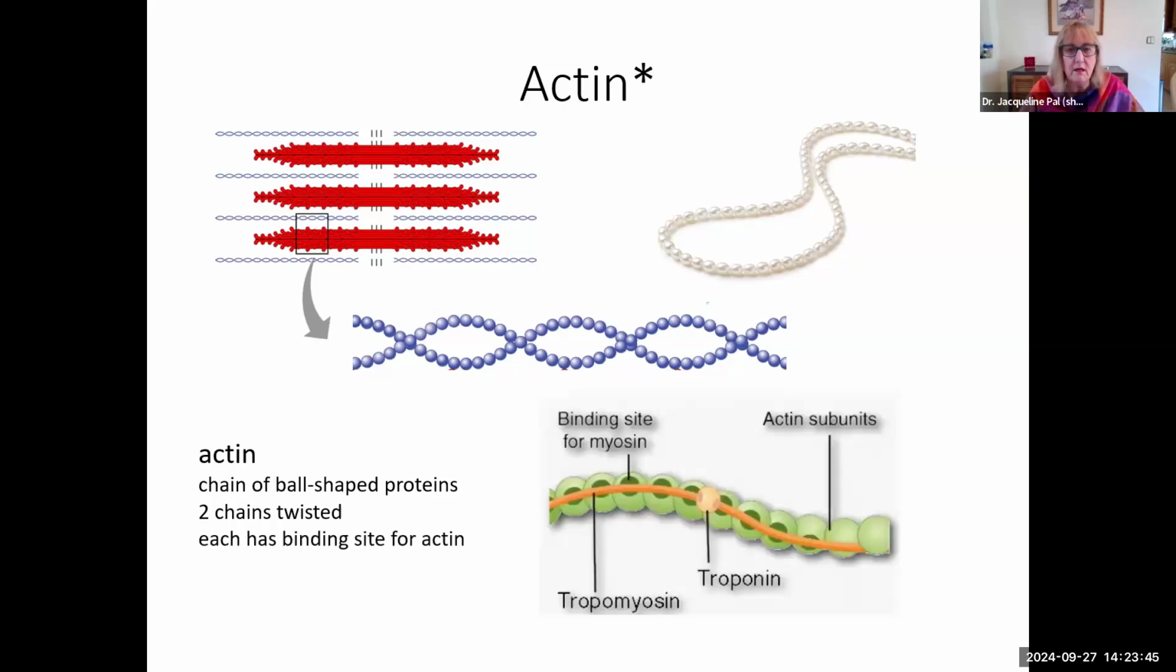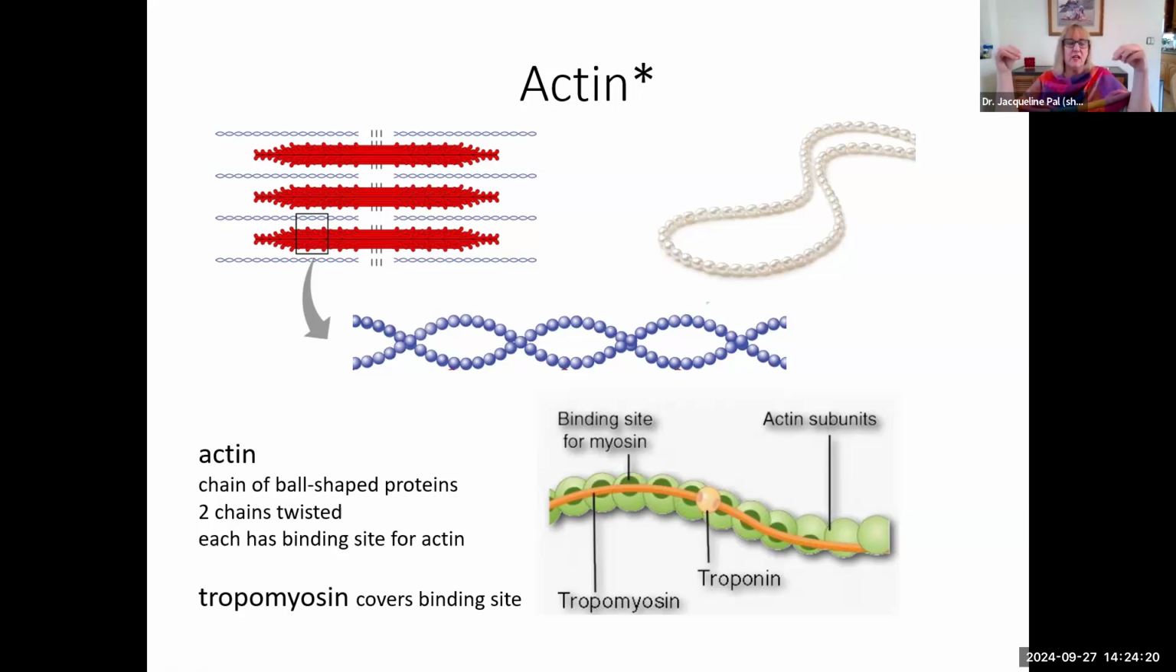Little dastardly thing. But actin wears a chastity belt that covers that hole. So myosin can't get to it. And that chastity belt is a protein called tropomyosin. So tropomyosin is what I have shown here, this long orange protein covering the binding sites for myosin. The binding sites are in actin.